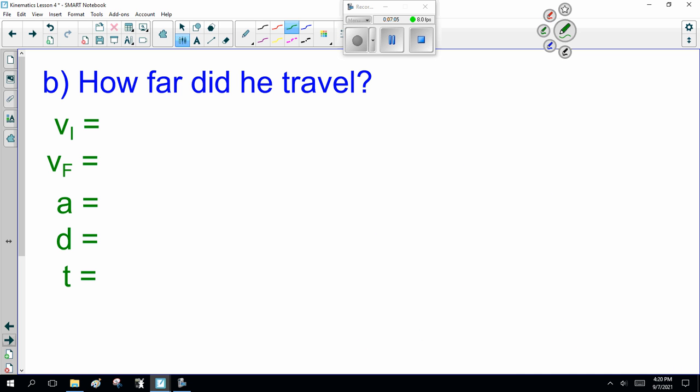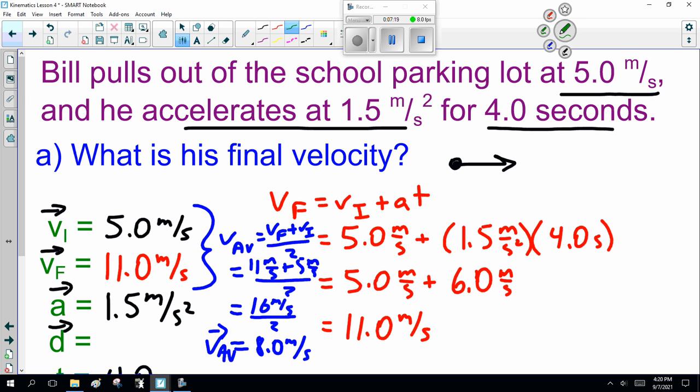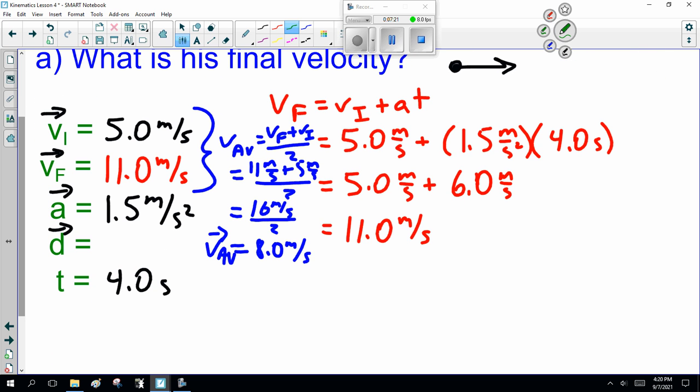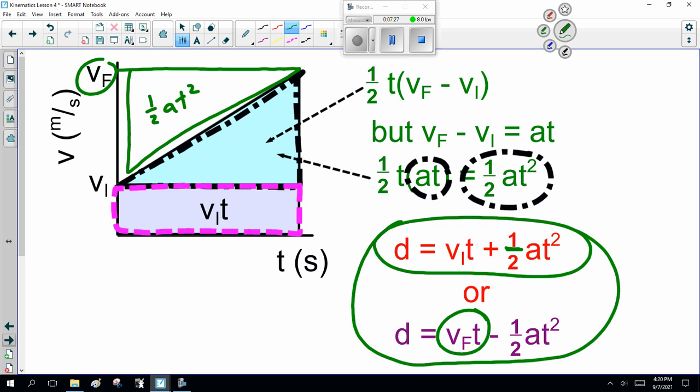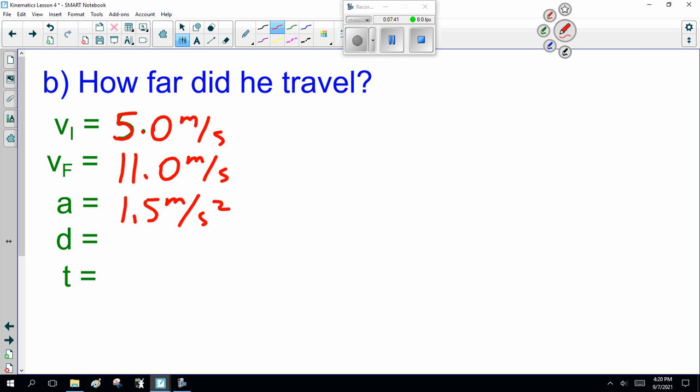And I have a question. How far did he travel? Now, be careful. This is part B, which means we have to look back at part A for the information. I'm just too lazy to write it out again. So here we go. V initial, V final, acceleration, displacement, time. We have V initial, we have V final, we have acceleration, we have time. So he started at 5.0 meters per second. He ended at 11.0 meters per second. His acceleration was 1.5 meters per second squared, and his time was 6 seconds.